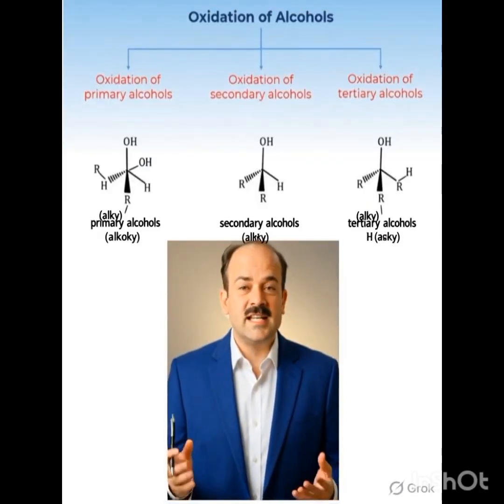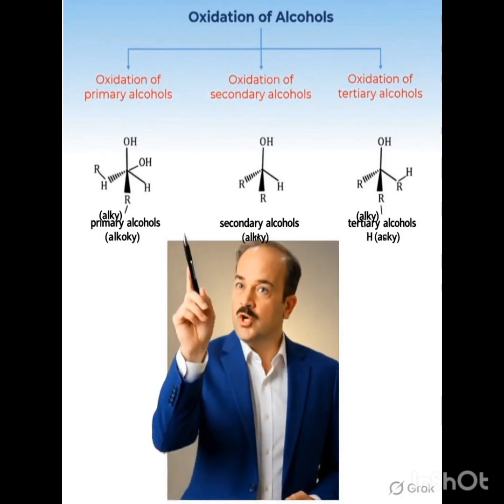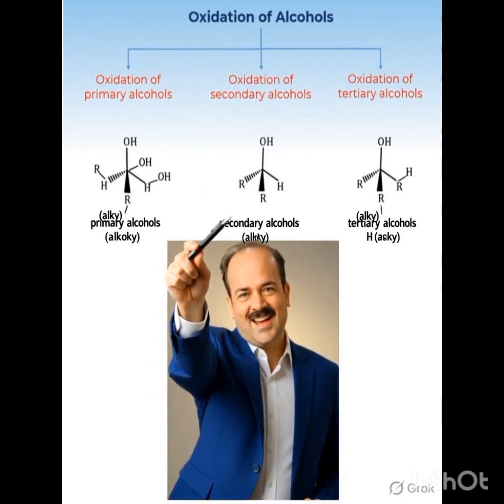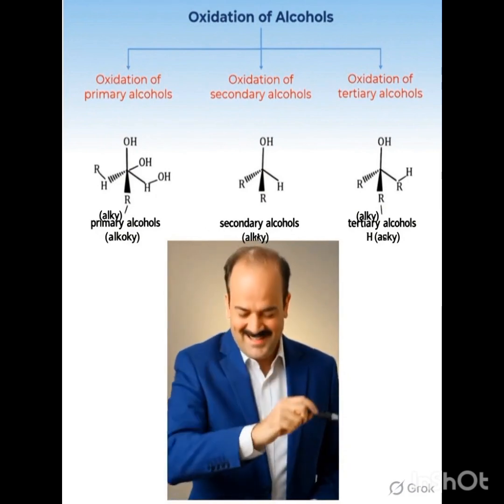Hello everyone, let's understand the oxidation of alcohols very slowly. Primary alcohols have one R group and two hydrogens. Next, secondary alcohols have one hydrogen and two R groups, and tertiary alcohols have no hydrogens.